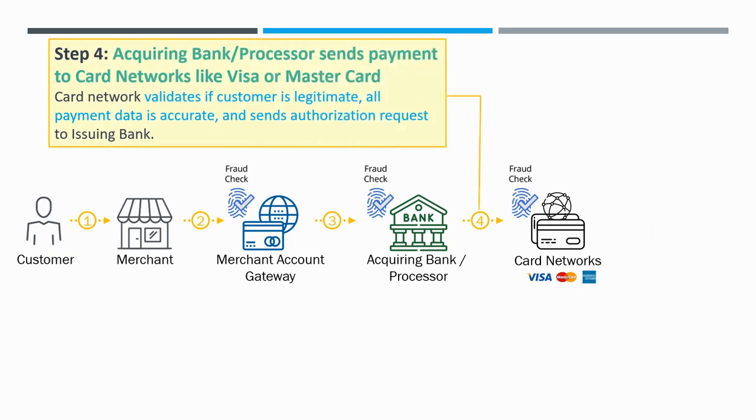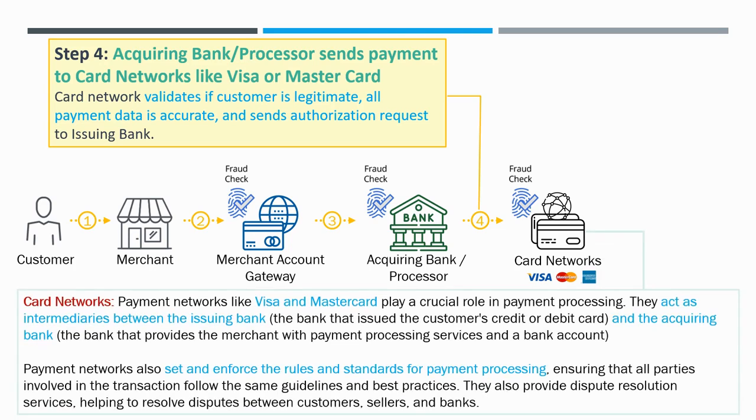The acquiring bank or processor then sends the payment to card networks such as Visa or MasterCard. These card networks perform crucial tasks in the payment processing chain, such as validating the legitimacy of the customer and ensuring the accuracy of all payment data. Once the payment networks have verified the payment details, they send an authorization request to the issuing bank, which is the bank that provided the customer with their credit or debit card.